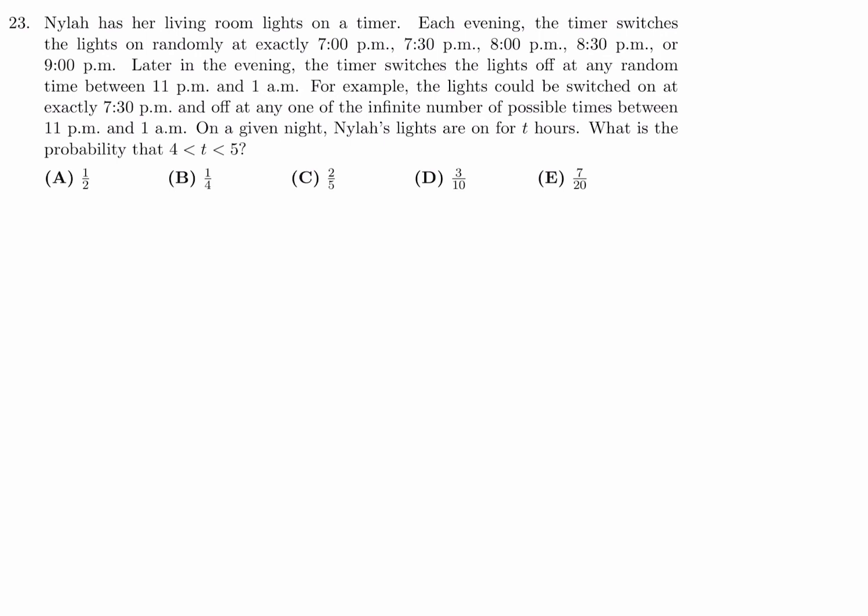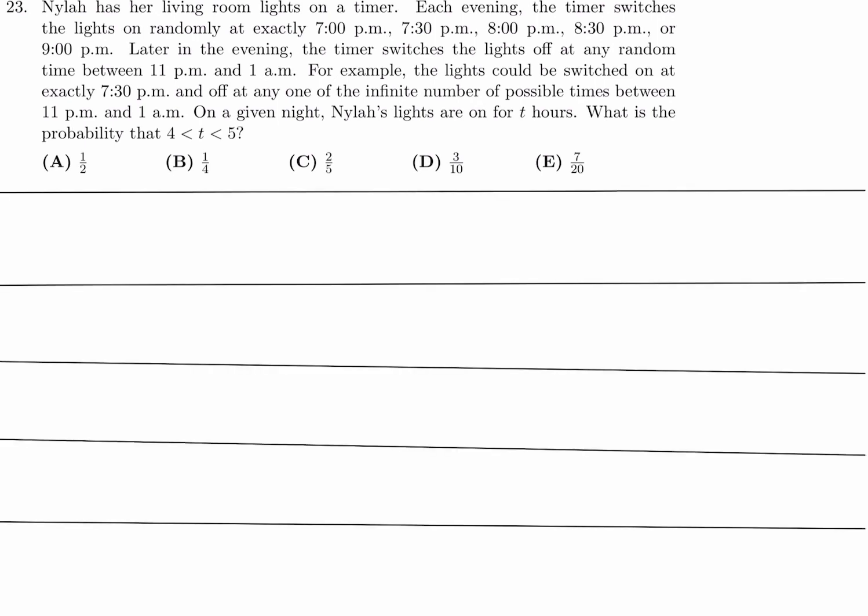Well, let's create some scenarios. And of course, our starting point is 7, 7:30, 8, 8:30, and 9. And each of these are randomly selected by the timer, so they obviously are occurring with equal probability, which is a probability of 1 over 5, since there's 5 times, and each of those is selected at random. So that's the first part. Now we have to figure out what is the range for each of these.